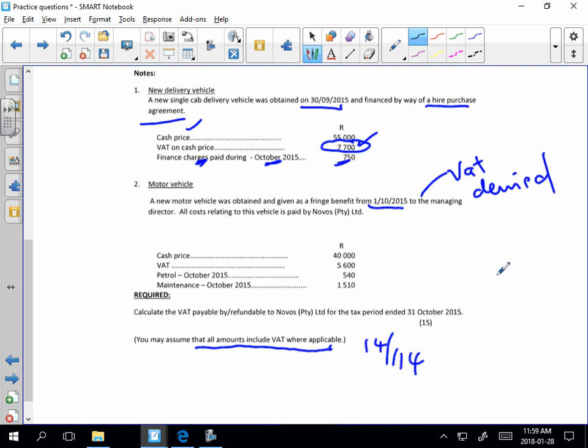Right, on petrol, can we claim that? Zero rated. On maintenance of a motor car, can we claim that? Remember when I bought the motor car, it was VAT denied. When I maintain it, VAT denied or not? Okay, guys, on the maintenance, you can claim VAT. Where is the VAT denied? On the purchase of a vehicle and on the rental of the vehicle. Those are the only two. Does it include maintenance? No. Does it include insurance? No. So if you insure a motor vehicle, you can claim the VAT. If you maintain a vehicle, you can claim the VAT.